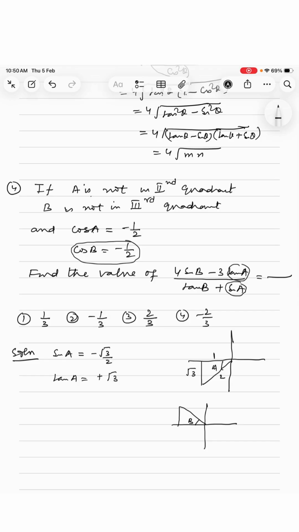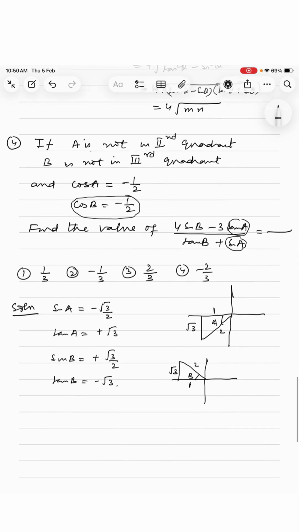Now the length of adjacent side again 1, hypotenuse is again 2, this will be root 3. So we have to find sin B value. Sin B in second quadrant is always positive. Therefore it will be plus root 3 by 2. Tan B is always negative in the second quadrant. It will be minus root 3.